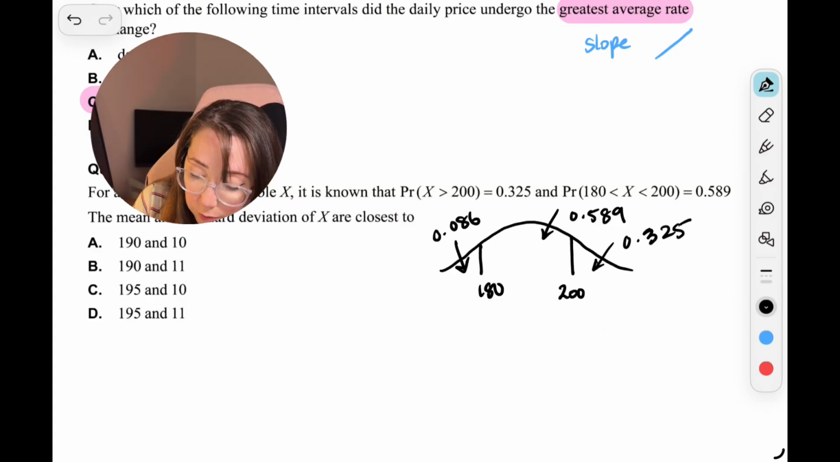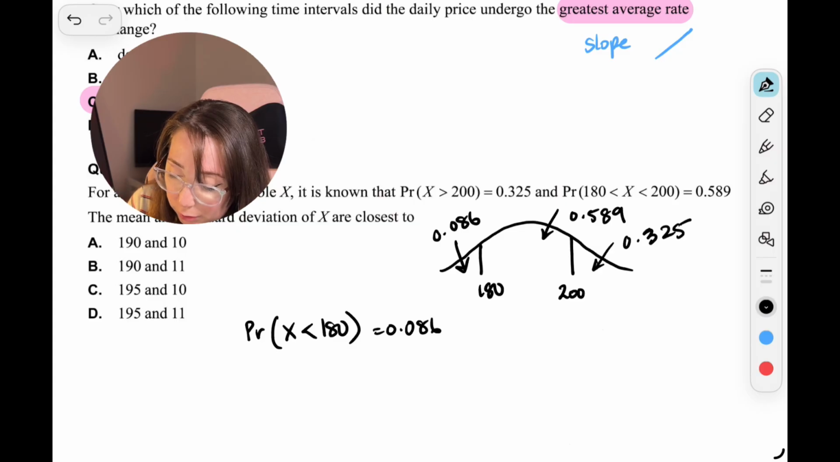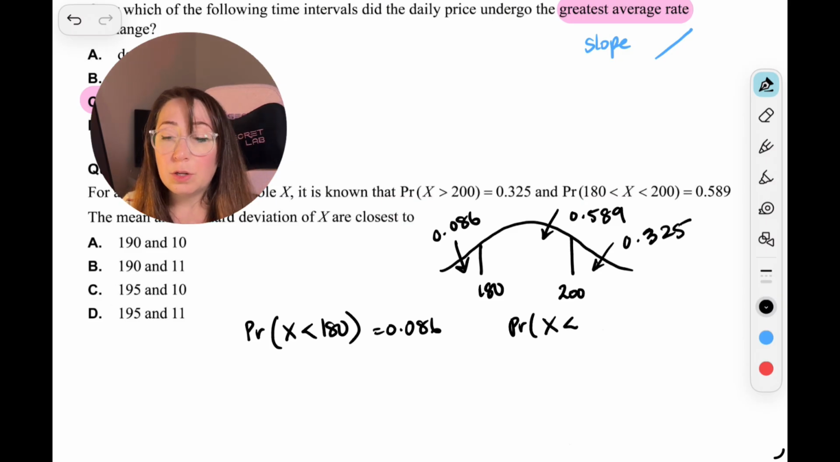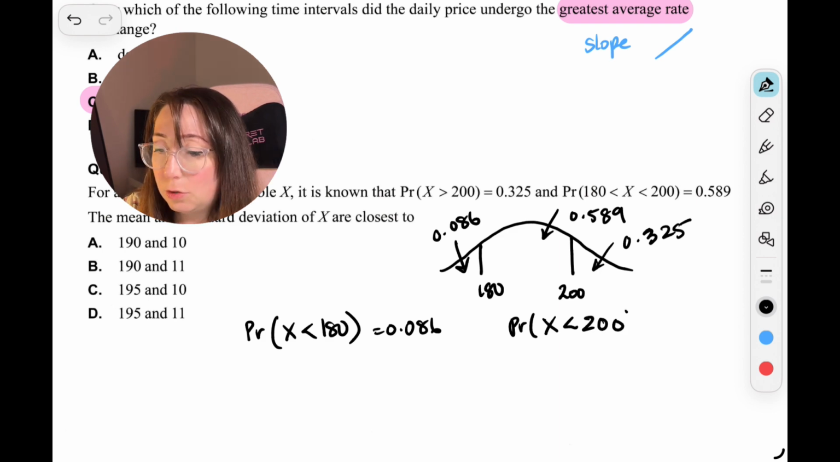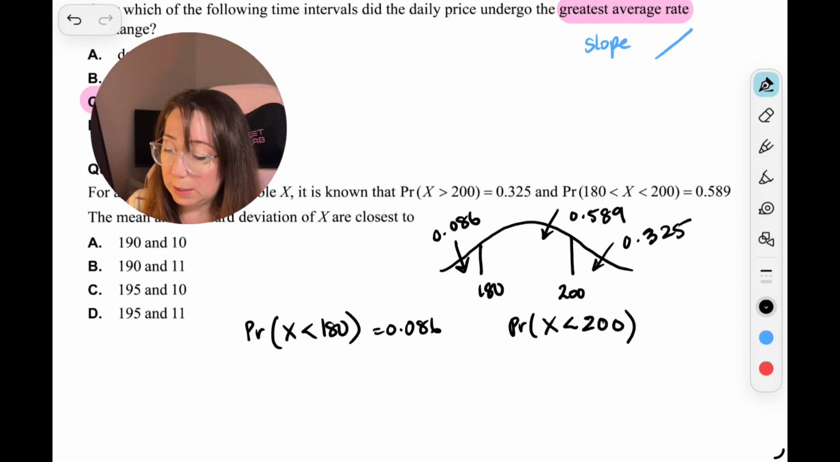Okay, so what do we know? We know that the probability when x is less than 180 is 0.086. And when it's greater than 200, I already know that I'm going to use the inverse normal function, which means I need a less than probability, and that's why I'm going to write it in terms of less than 200. So that's going to be 1 minus 0.325, which is equal to 0.675.